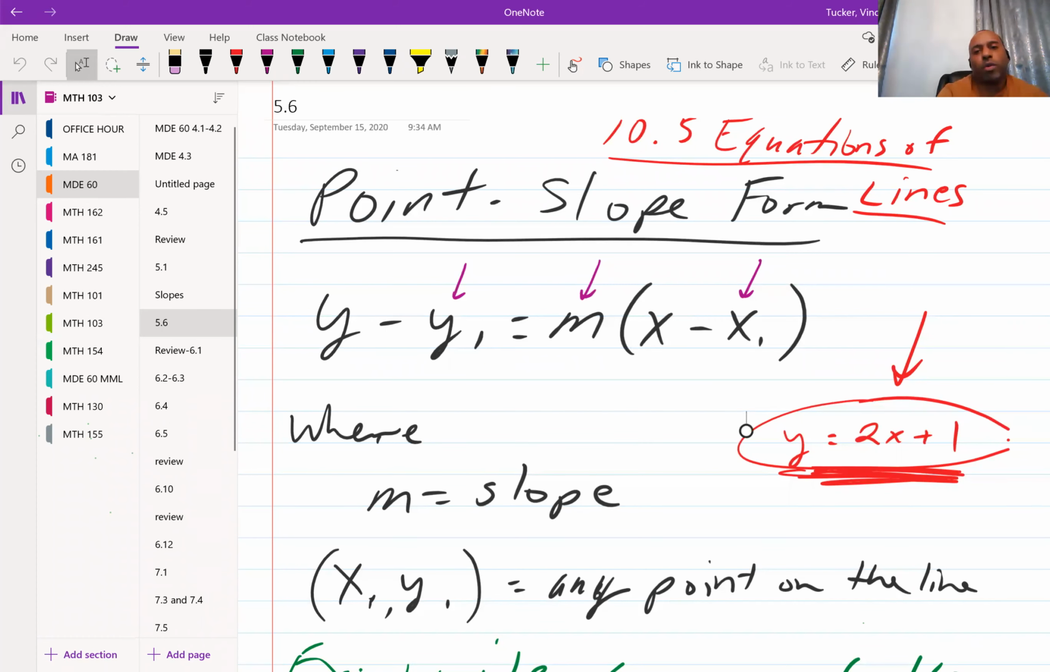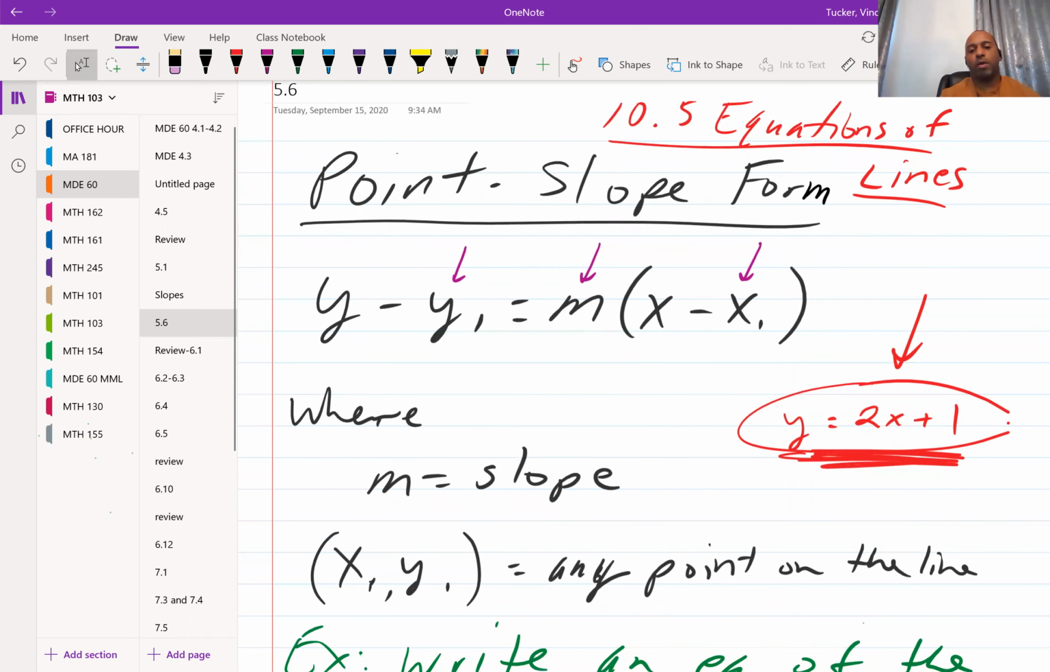So it starts off with the point-slope formula, or point-slope form, where y minus y1 is equal to m times x minus x1. Where m is our slope, and (x1, y1) is any point on the line. So we're going to use a slope and a point to create an equation for what we're looking for. So y minus y1 equal to m times x minus x1.